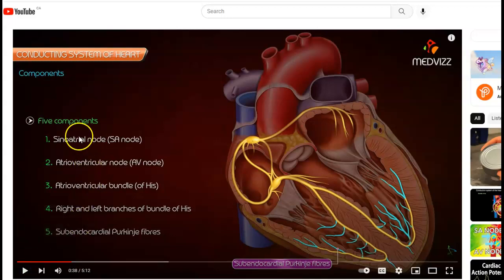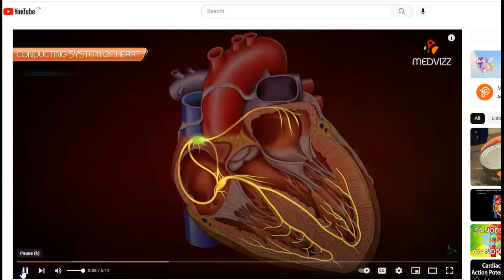Okay, first off, it's components because she can't pronounce it. And notice it's the SA node up at the top. The atrioventricular node is sort of between the atrium and the ventricles. Then you have the atrioventricular bundle. Then there's the bundle, then they go to bundle branches, then they go to Purkinje fibers.